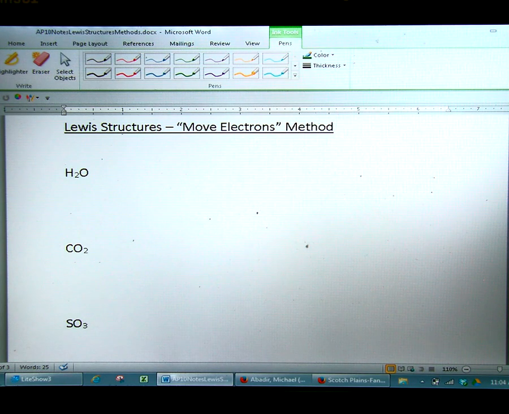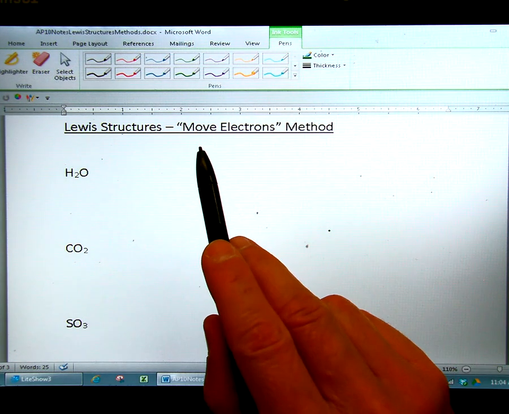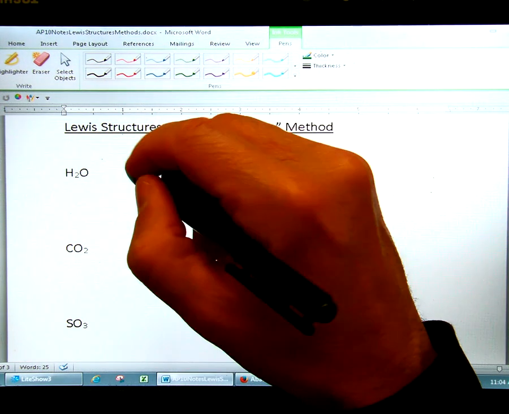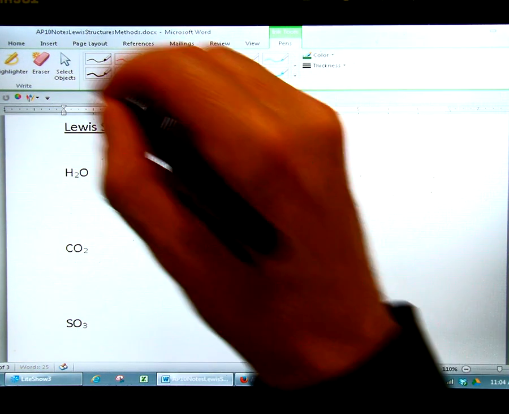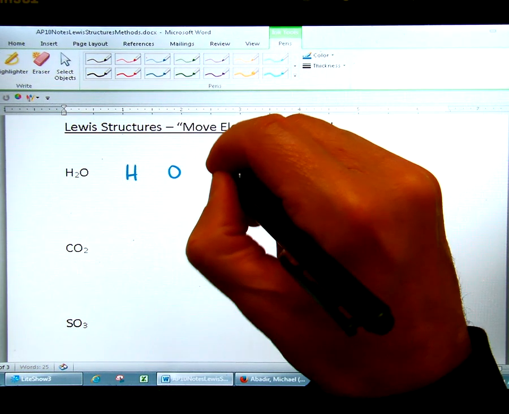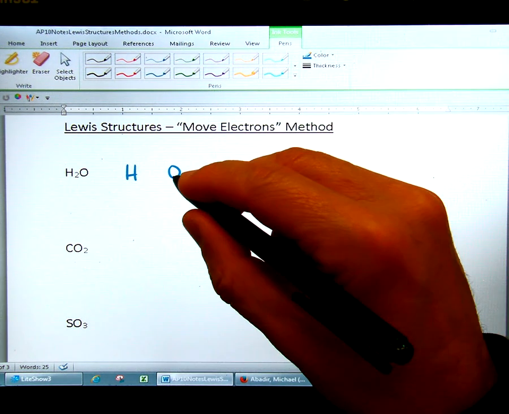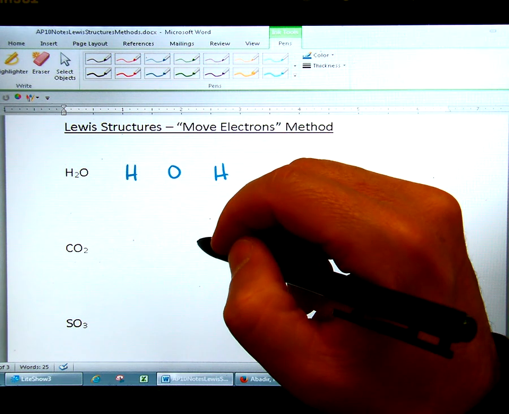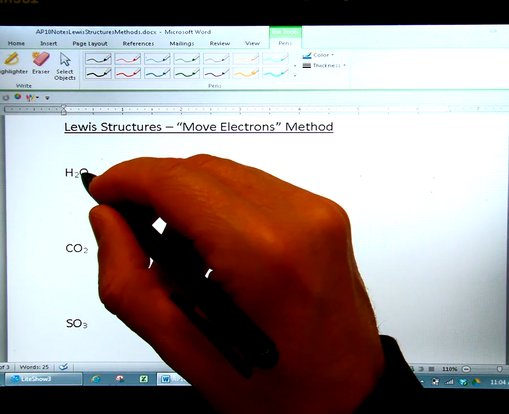In this video, we're going to learn how to draw Lewis structures using the MoveElectrons method. What you have to do is draw each atom and put them in the order that they would go. The center is the O, and then you would draw the right number of electrons around all of them. So we have to add up the electrons first.